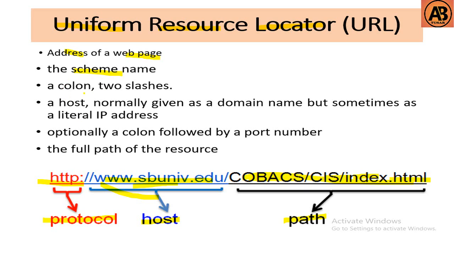A colon and 2 slashes are used in the URL, and a host normally is given as a domain name but sometimes as a literal IP address. Optionally, a colon followed by a port number, and the full path of the resource. Here you can see the colon, double slash, and the IP address located in this URL. Uniform Resource Locator.